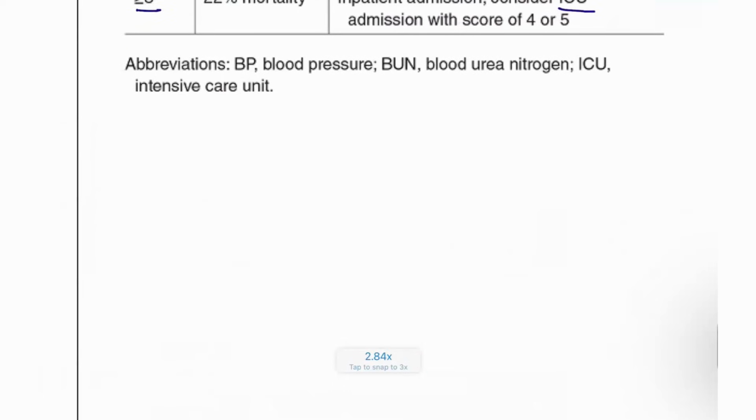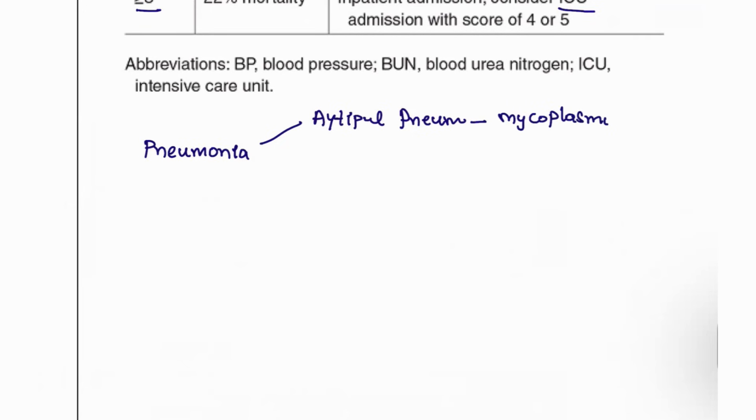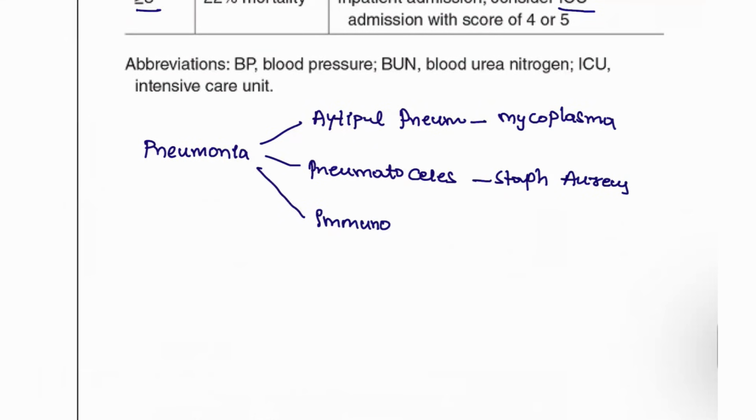Next, coming to pneumonia, you have different types. For example, atypical pneumonia, the most common cause will be Mycoplasma. Pneumatoceles are seen in Staph aureus. In immunocompromised patients you are going to see Pneumocystis. In alcoholics you are going to see Klebsiella.